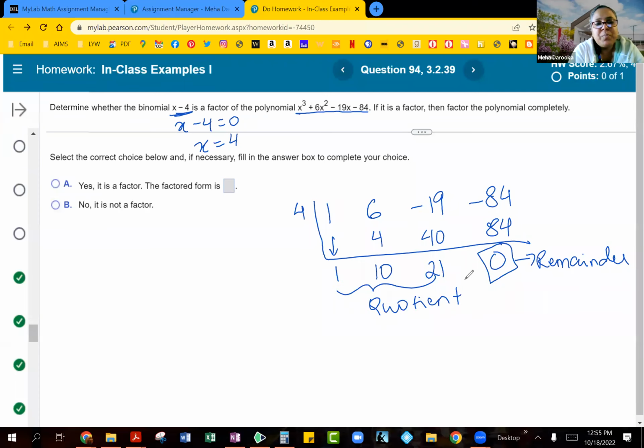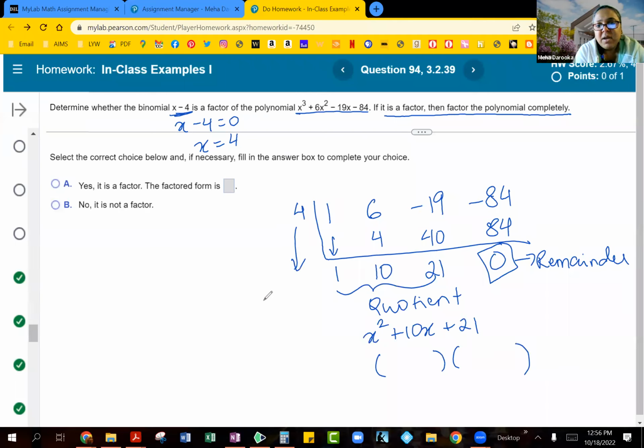Now, there's actually two parts to this question, guys. They are asking us to figure out if we have x minus 4 as a factor, but then they are saying if it is a factor, then we have to completely factor the polynomial also. So your quotient being 1 degree smaller than your polynomial will now become x squared plus 10x plus 21. So you actually need to go ahead and factor this one more time.